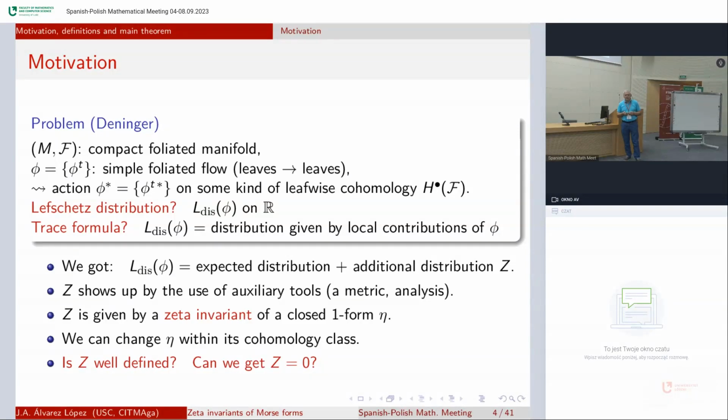This distribution C is not easy to see that it is well defined, and we would like to use the freedom we have to make it vanish. So those are the goals.